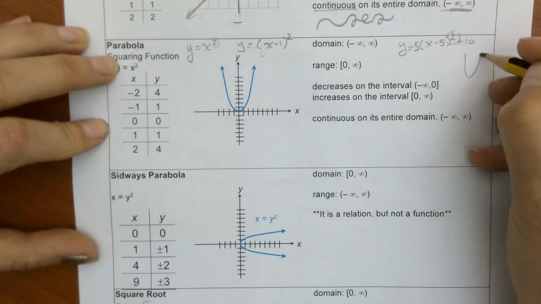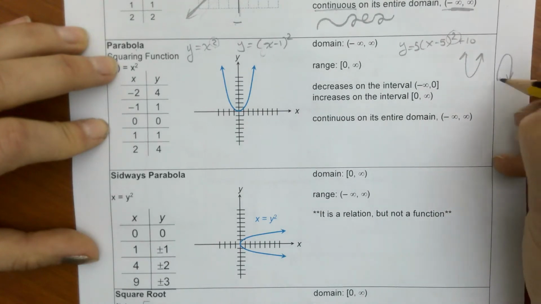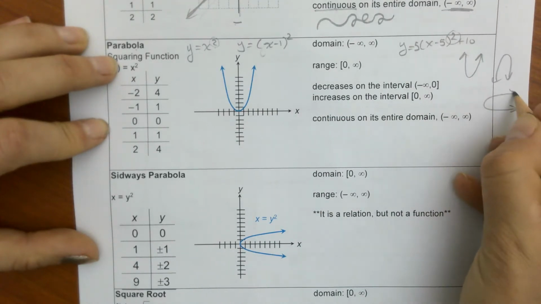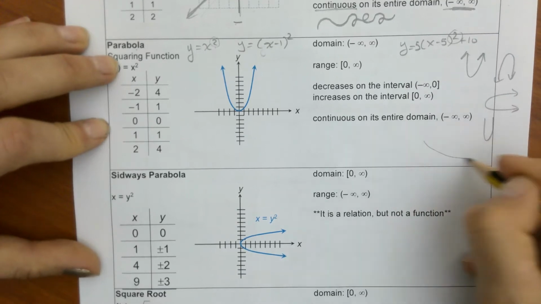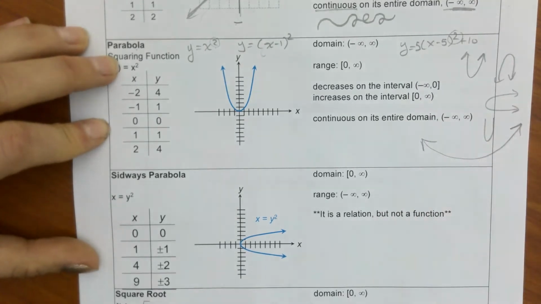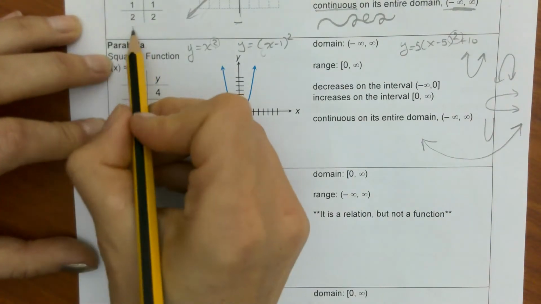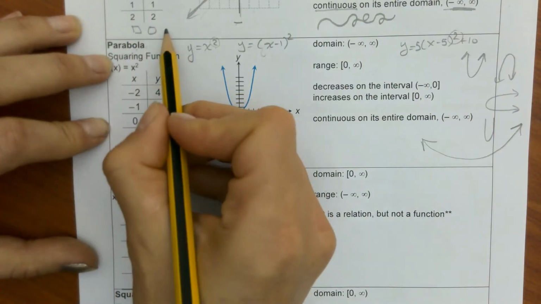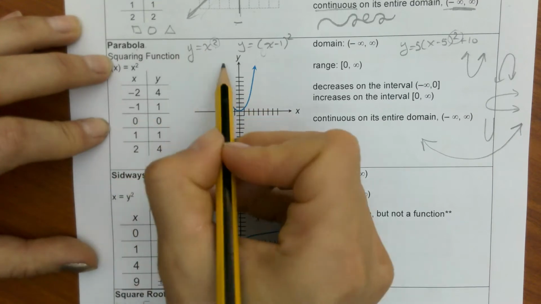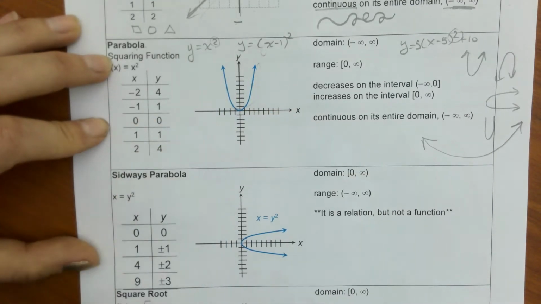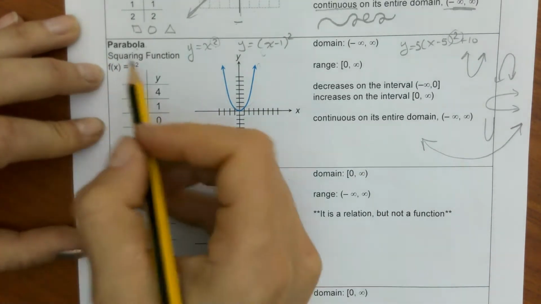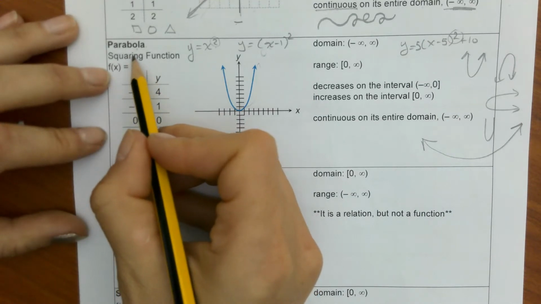It could be like this. It could be upside down. It could be this way. It could be really skinny or really fat, like this. Okay? But it's called a parabola. It's like this is a square, this is a circle, this is a triangle, this is a parabola. Okay? And the parabola is just squaring stuff.